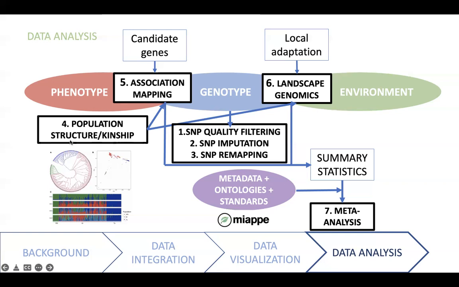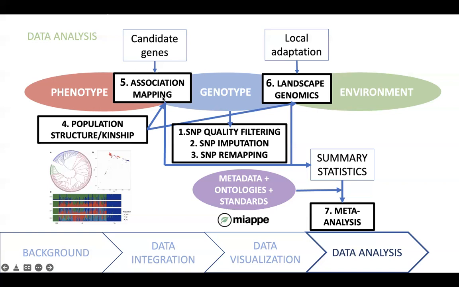In addition, a population structure and kinship workflow is also available in CartograPlant, which is interesting by itself because it allows to answer population genomic questions, but also because it is necessary to account for population structure and kinship for association mapping and landscape genomics analysis, which are two other workflows available in CartograPlant, in order to avoid spurious associations.